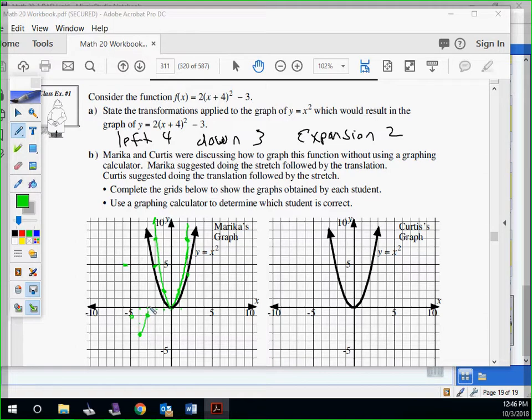And so this is where her new graph is. Okay, so that's what she got. So let's see if Curtis's is different. So Curtis translated his first. He went left 4, down 3. Right? Is that what he did? Let's make sure here. Yep. Okay. So left 4, down 3.